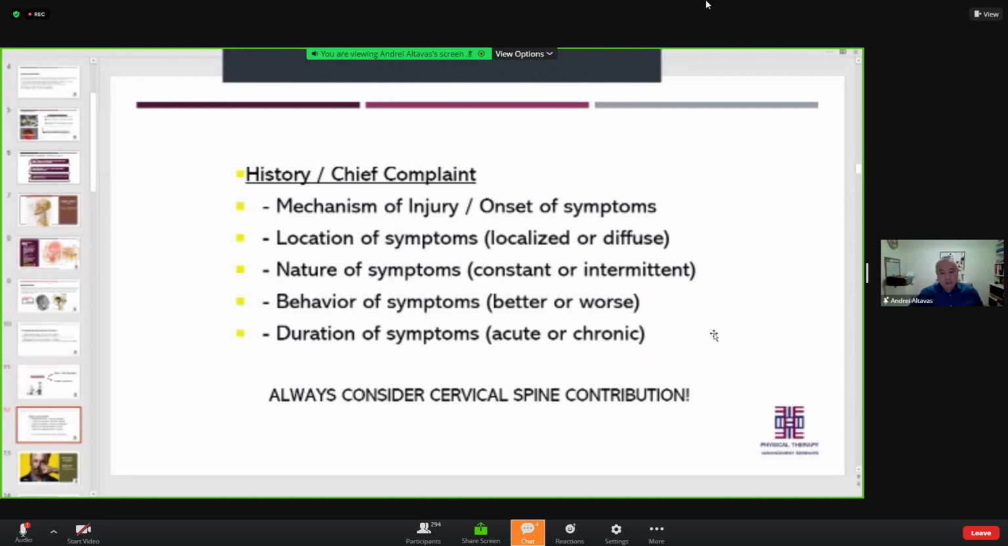Behavior of symptoms, better or worse, we already know. We know how to ask those questions. Okay, it's very standardized in our evaluation form. And duration of symptoms, acute or chronic.